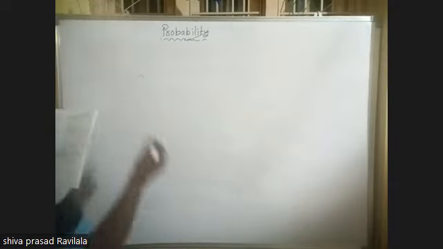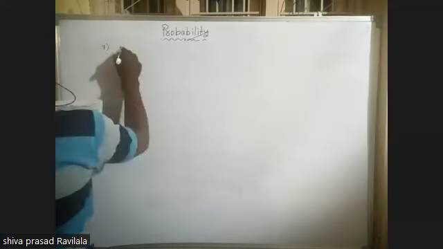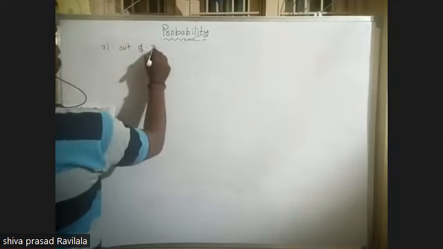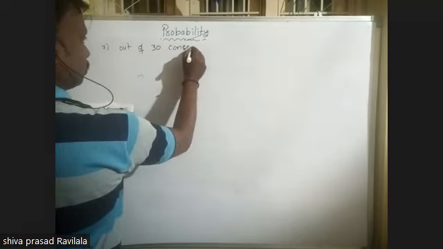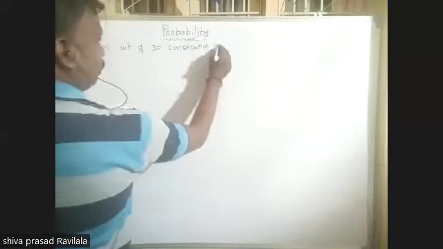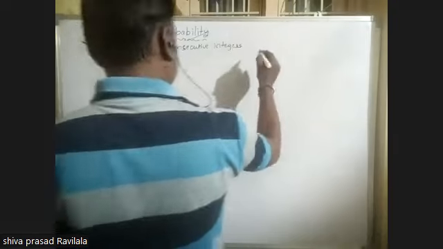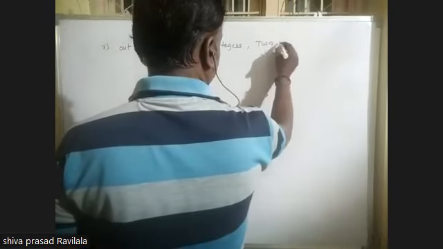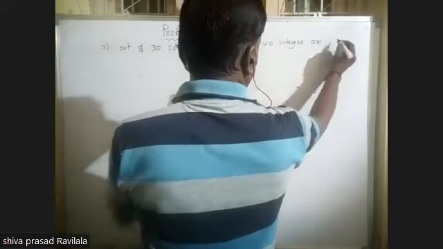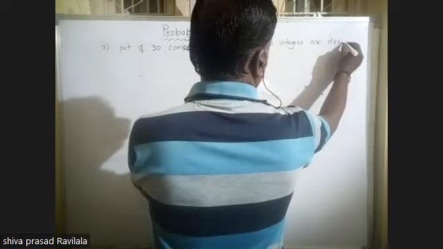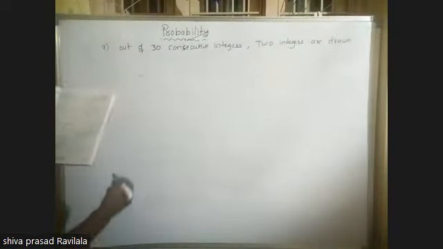And one more case. Next question. Out of 30 consecutive integers, they may ask like this also. Out of 30 consecutive integers, two integers are drawn randomly, of course, everything is randomly drawn.